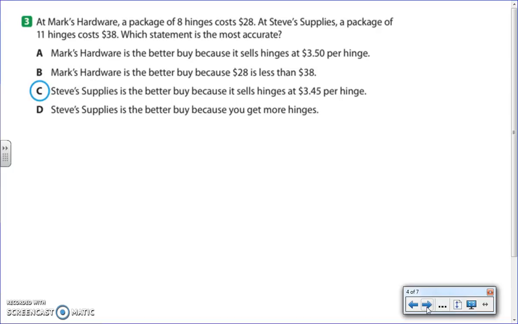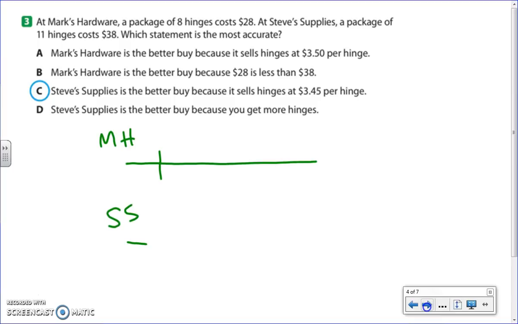So it sounds to me like each of these multiple choice options has to do with which is the better price. It doesn't say that in the problem itself, but in the multiple choice answers it seems to be comparing the price of each one. So I'm going to find the unit rate for both Mark's Hardware and Steve's Supplies. It might be easier to do a chart on this one because I think that if we do long division, it won't work out very well.